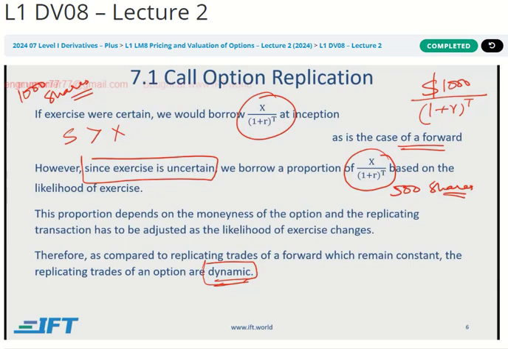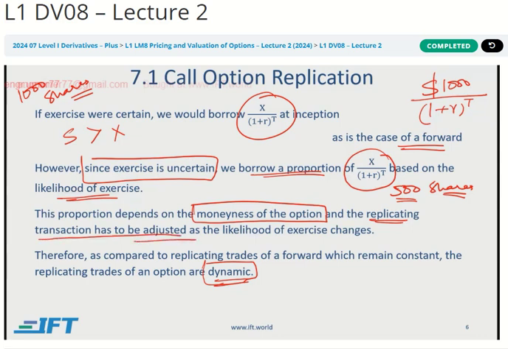And how do we calculate this 500 amount? This is done through a process called delta hedging, which you will learn in level 2. For the time being, you just need to know that we don't borrow and buy the whole number of shares. We borrow only a portion of that, depending on the likelihood of the exercise, and that depends on the moneyness of the option, that is, how close the spot price is to the exercise price, and whether it is actually in the money or not. And that is what determines how we will replicate the transaction.